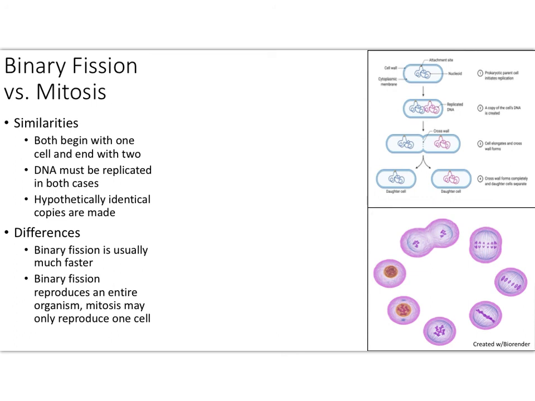Binary fission is not just the process of reproducing a cell, it is also the process of reproducing an entire organism. And in some cases, when you're talking about unicellular eukaryotes, mitosis may also reproduce an entire organism, but in many cases, eukaryotes are multicellular, and so mitosis may not reproduce the entire organism, it may just reproduce one cell within that organism.